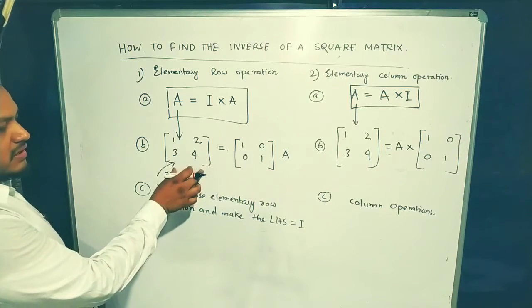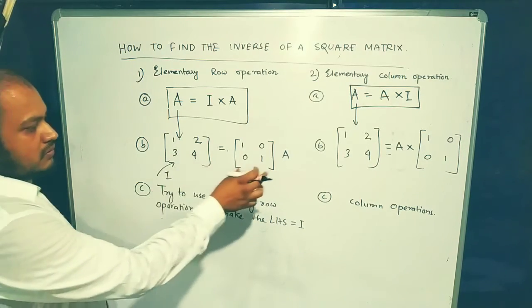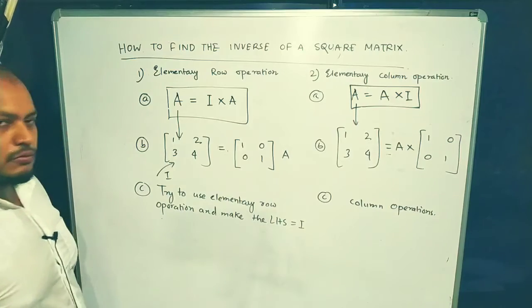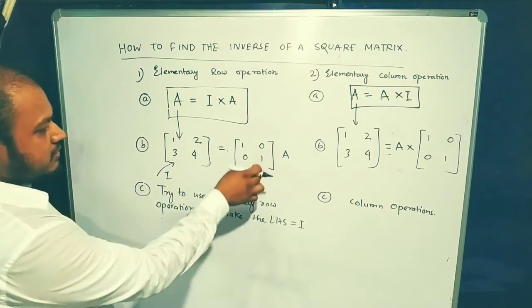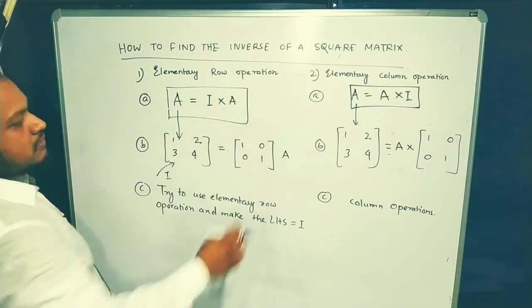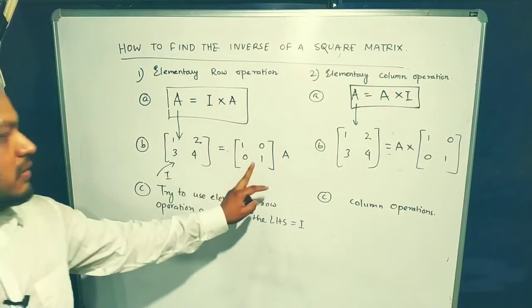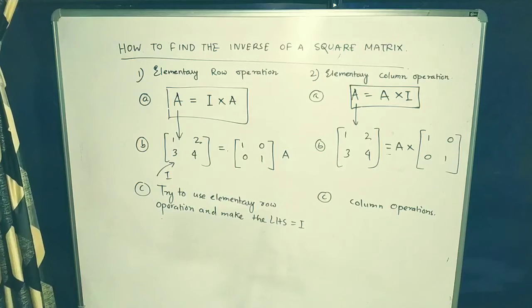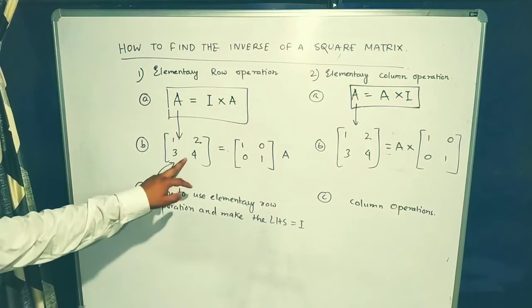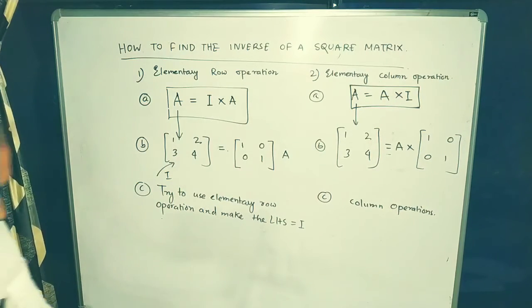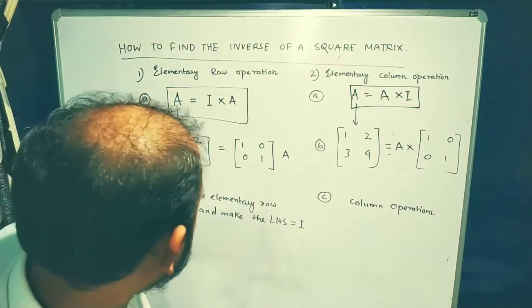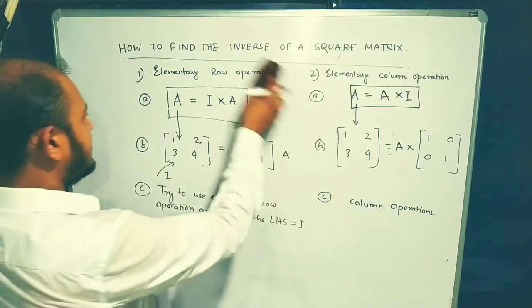For example, if you change the second row to 2 times the second row, then you should change the second row to 2 times the second row here as well, in this matrix. Whatever operation you do here, you will do the same operation here as well. And after that you should achieve identity matrix at this position, okay? Let us do another example. So these are the 3 steps.